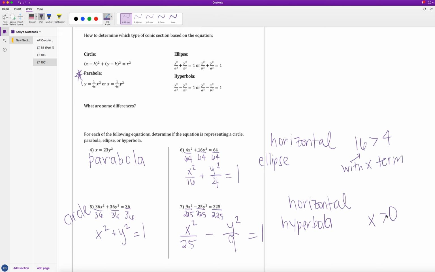This can get a little confusing for people now that we have all 4 that we're trying to keep straight in our minds, so it's important to remember back to the basics on how I determine for each shape which type of graph I have, horizontal or vertical. That is the end of learning target 10C for us, and it's also the end of this unit.